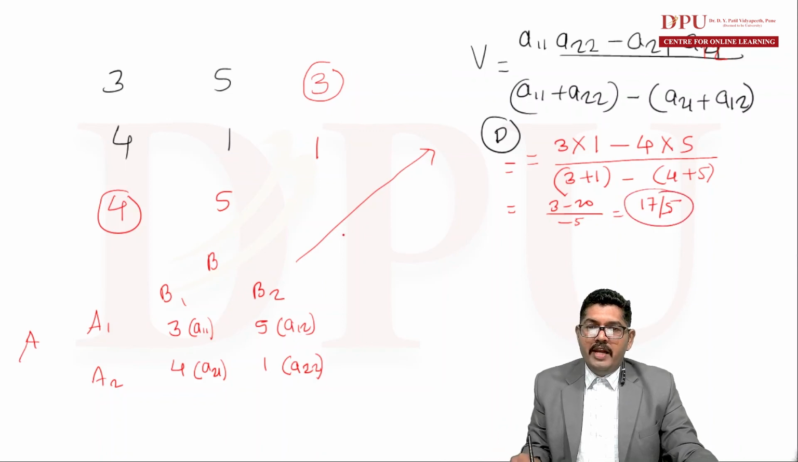We can even calculate the probabilities also. The probability that player A will choose the strategy A1 is P, and that he will choose the strategy A2 is 1 minus P. The probability that player B chooses strategy B1 is Q, and that he will choose strategy B2 is 1 minus Q. So we can calculate the probabilities also.